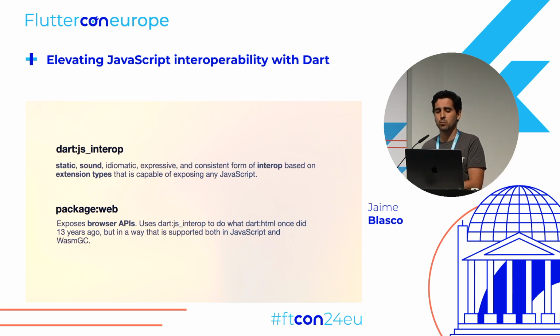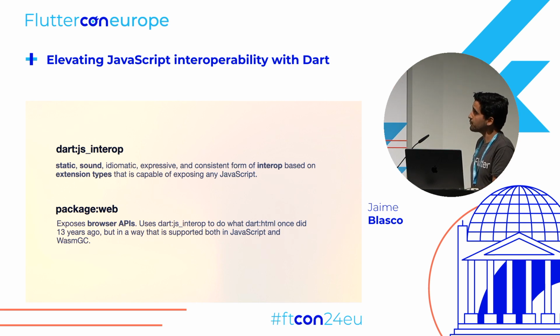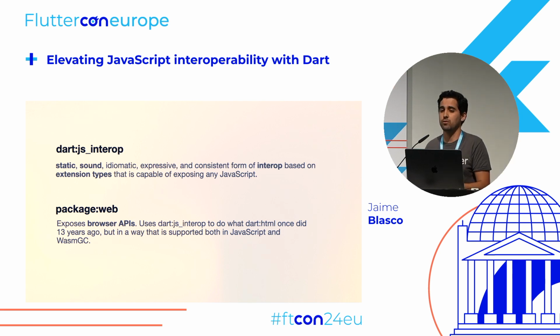And then we have package web, which uses all this new technology to expose browser APIs. It does the same thing that we have been using for 13 years in dart:html, but with all these new modern web technologies, also updating the APIs and everything to make it supported for the web, both JavaScript and also compiling into Wasm. So with these two new libraries, we are going to set the basis of everything that we are going to build today.